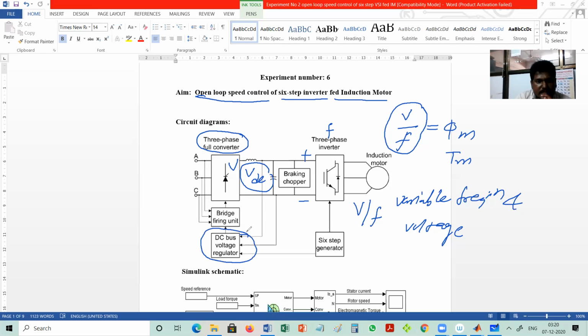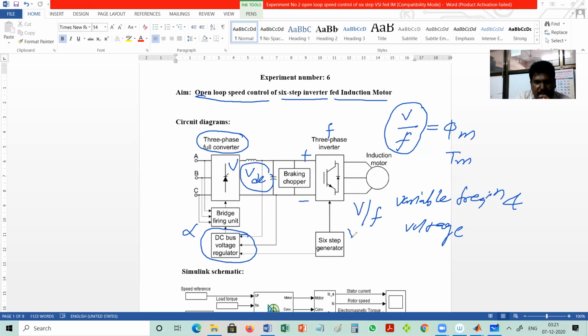To set the DC link, we will require a DC voltage regulator. This DC bus voltage regulator will set the value of firing angle alpha, such that VDC is varied accordingly. If we increase the value of alpha, the VDC will decrease, and if we decrease the value of alpha, the VDC will increase. The bridge firing unit will generate gating pulses, which are given to the gate terminals of this thyristor rectifier at a delay angle or firing angle of alpha.